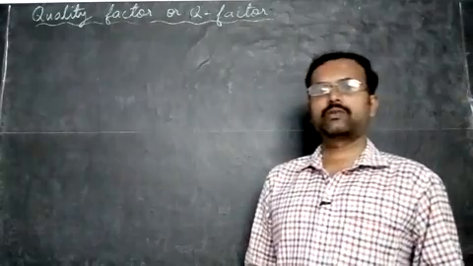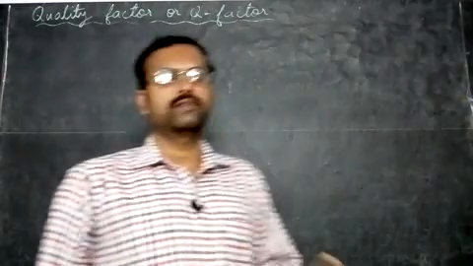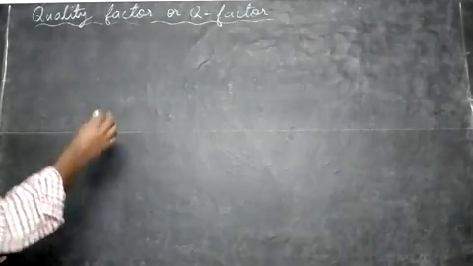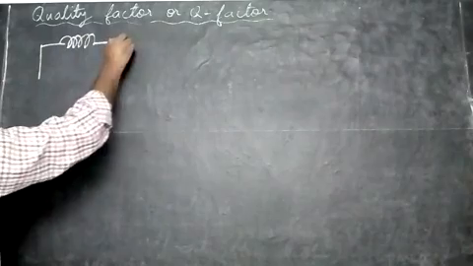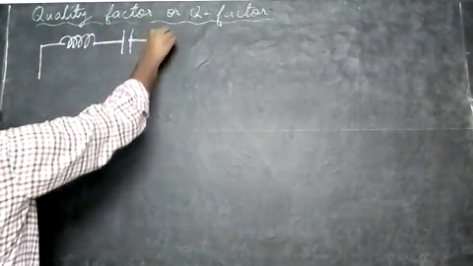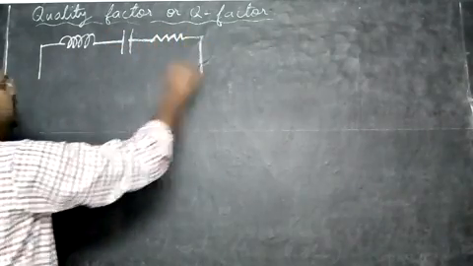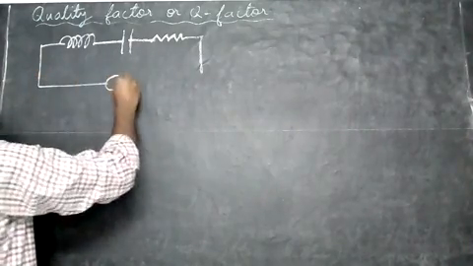Let us now study about quality factor or Q factor. Let's take an LCR circuit. In an LCR circuit we study that it's like this: there's a coil, then we have a capacitor, then we have a resistor. Then we connect to an alternating supply like this way.